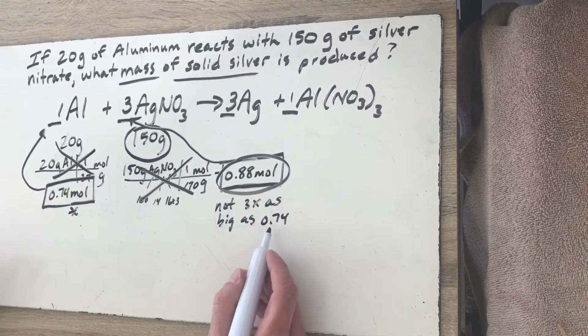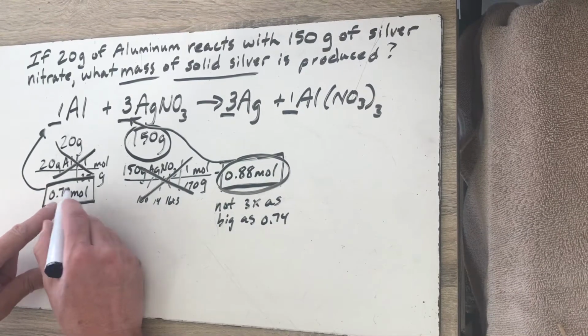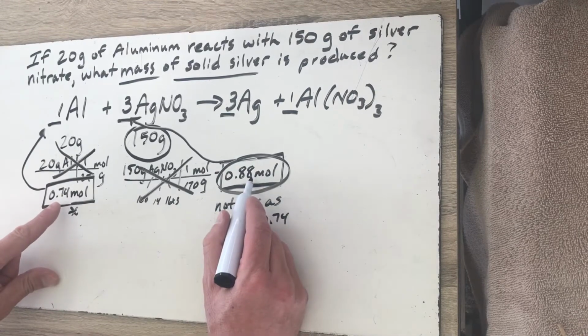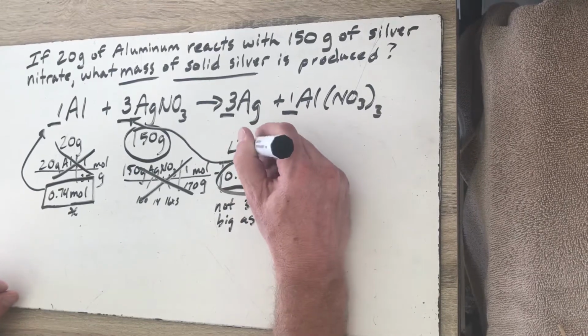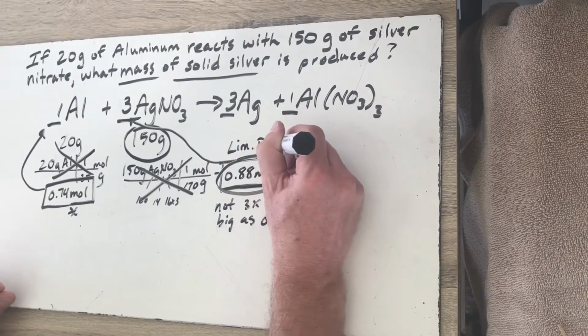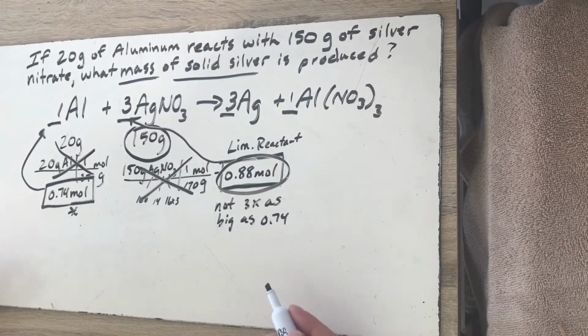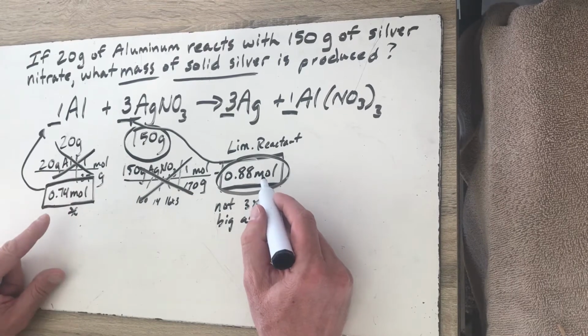So the way we interpret that is, gosh, if we were going to use up all of this aluminum, we would need like 3 times this amount to make that happen. And we don't have 3 times that amount. So what it means is silver nitrate, even though there's a lot of it, is going to be our limiting reactant. Okay, that's the one that is going to run out first. And once this is used up, there's going to be a whole bunch of this left over that never really got a chance to react.